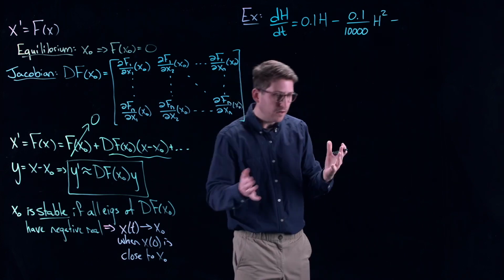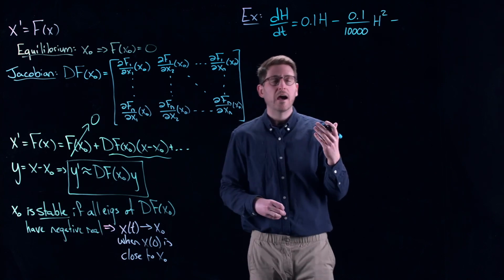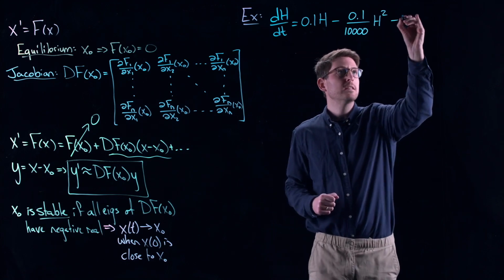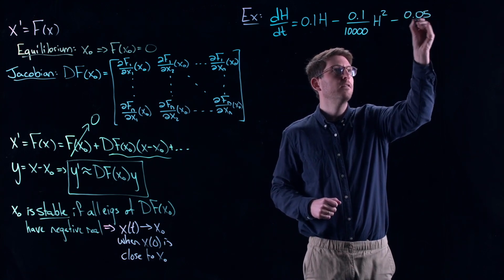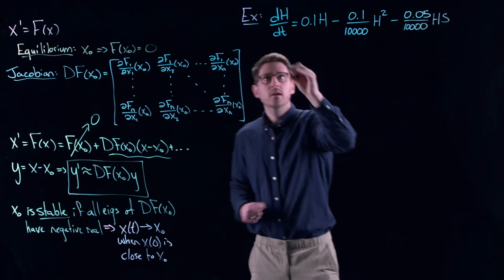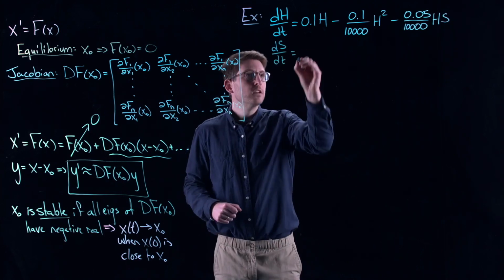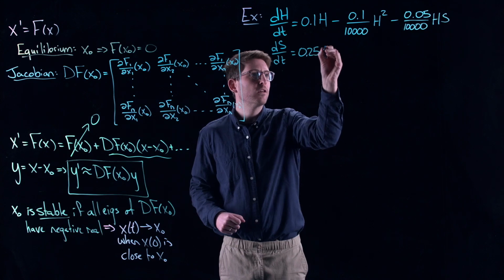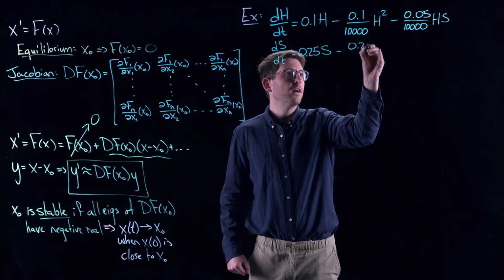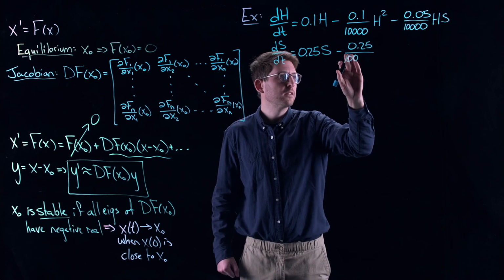Now, here's what I'm going to do. I'm going to make our lives a little simpler. I'm going to assume that B1 and B2 are equal to a half of A1 and A2. Remember, this was A1 right here. So in my case, this becomes 0.05 over 10,000 HS. And similarly, for the softwoods, I get 0.25, 25% growth rate times S, minus growth rate divided by carrying capacity. Sorry, this one was 6,000, pardon me.